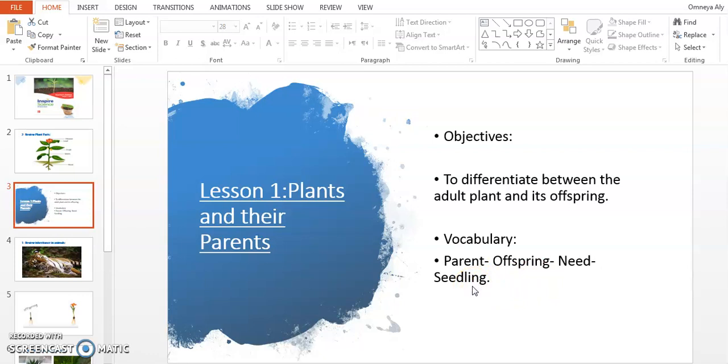Seedling. Now, I know most of you don't know the meaning of the word seedling, but don't worry. We are going to learn what the word seedling means and what it describes further on. Okay? So, in our video today, we are going to focus on two words, parent and offspring. Now, let me show you this picture.